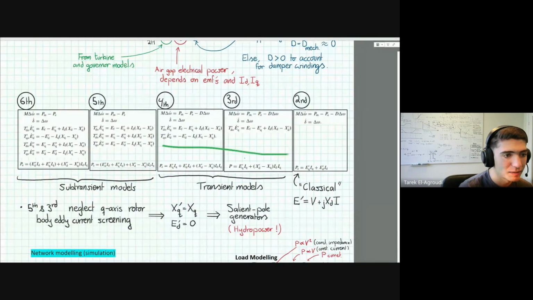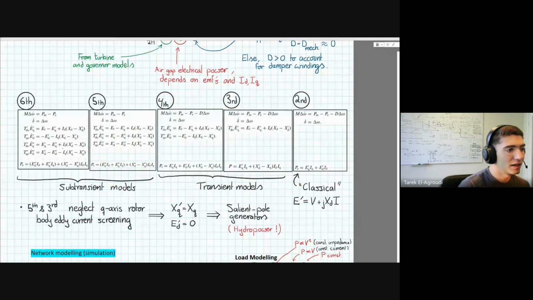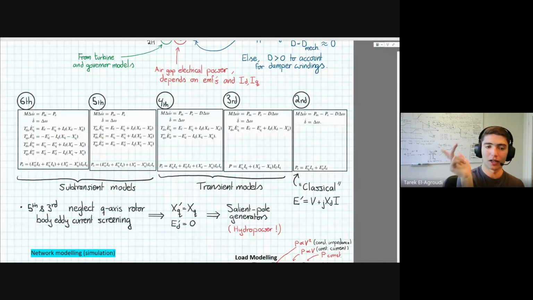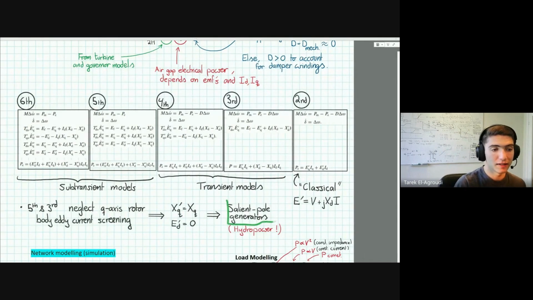And so that's the difference between the 3rd and 4th. Here the d-axis transient is with, here it isn't, and the same here. For your subtransient, you have damper windings in both the d and the q-axis, and that's why both are always with. Also worth noting, again, that's salient pole generators. Those are the hydropower ones. So for hydropower, you would use the 5th or the 3rd order models.